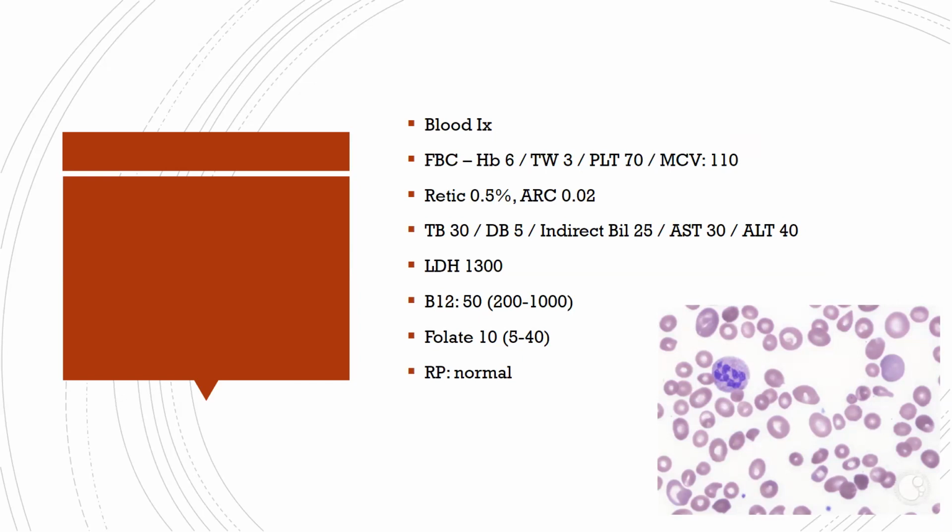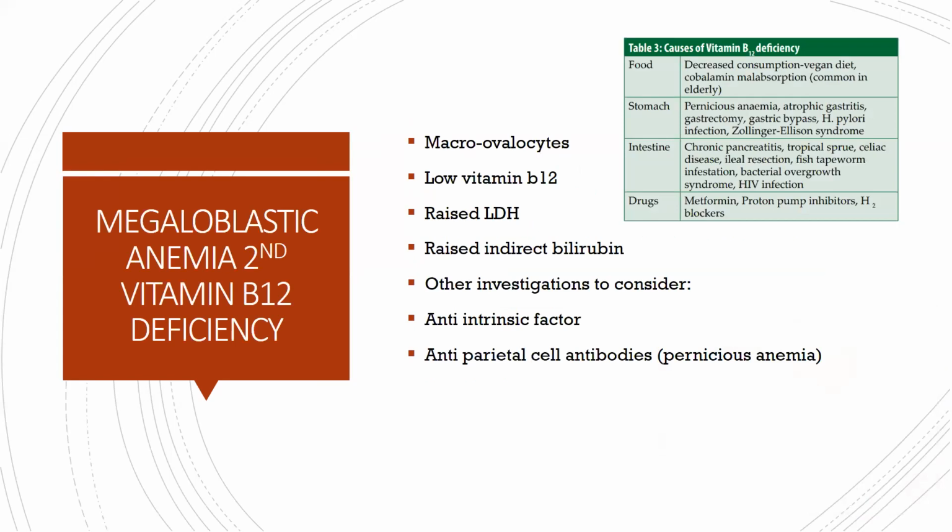hypersegmented neutrophils. As Stephen has mentioned, the normal neutrophil lobe count is around 3 to 4. So this is definitely more than 4 lobes that we can see. I'm sure you all know the diagnosis already. For this patient, it will be megaloblastic anemia secondary to B12 deficiency.